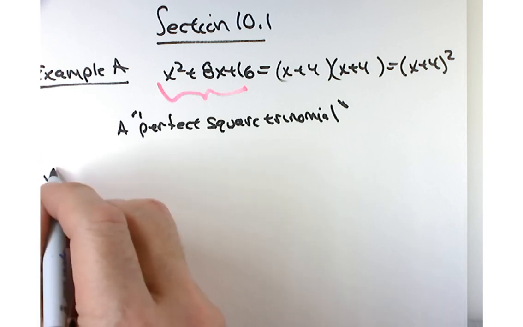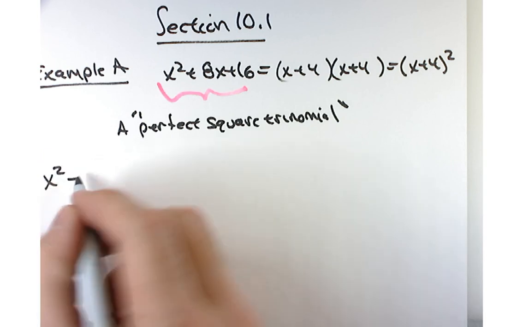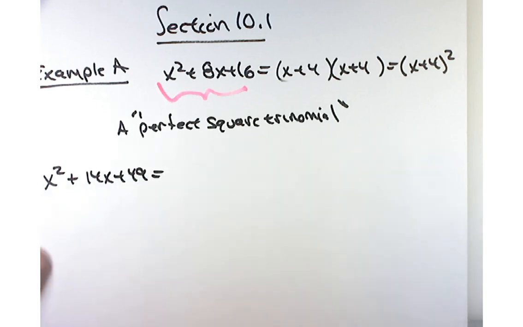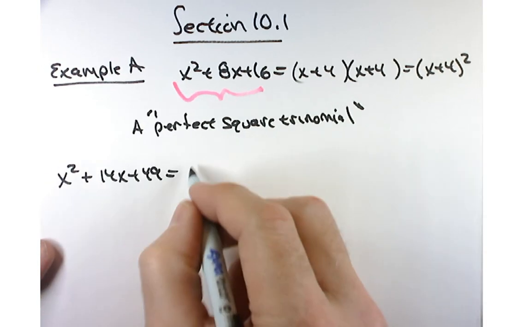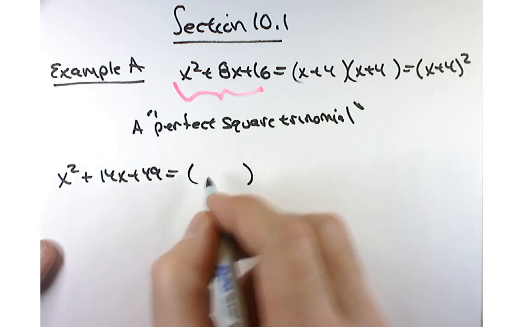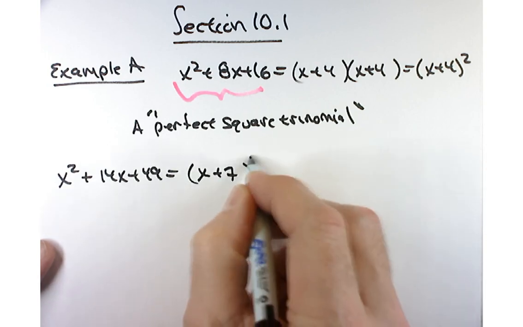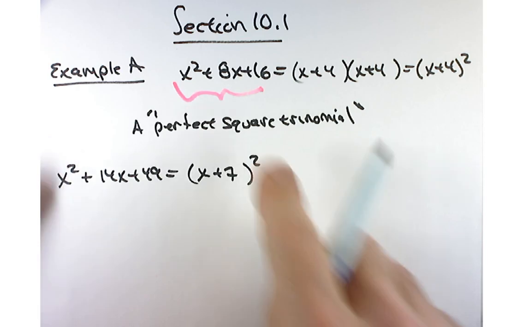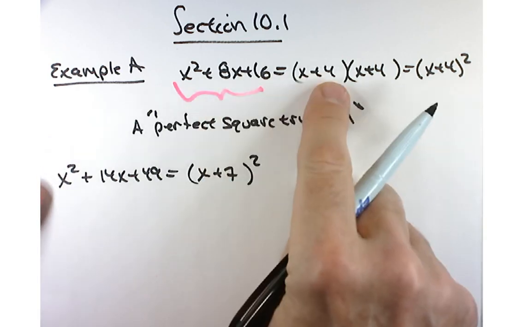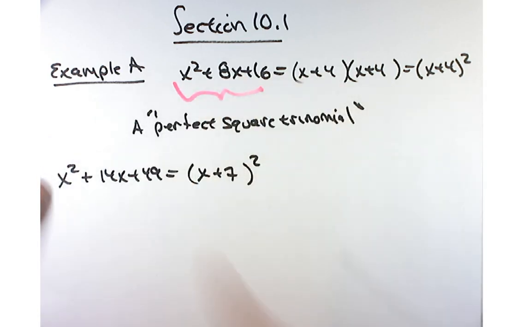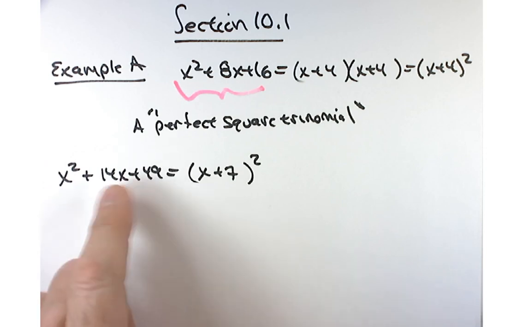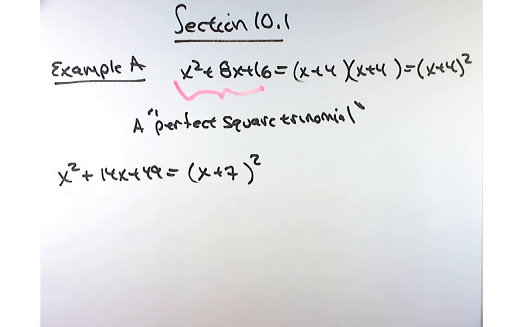How about x squared plus 14x plus 49? How could I rewrite this one? (x + 7) squared. So that's another perfect square trinomial. And what you might start to get is a little bit of an idea of how to go from here to here. In order for something to be a perfect square trinomial, this has to be a perfect square, and this term has to line up just right.